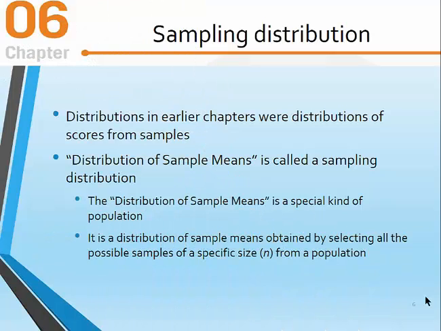Sampling distributions are different because the distributions that we looked at in earlier chapters were distributions of scores from samples. So we had, for example, 7 people in our sample, and we looked at the 7 scores from our 7 people in that sample. However, the distribution of sample means is called a sampling distribution because it's a special kind of population. It is a distribution of sample means obtained by selecting all the possible samples of a specific size from a population.